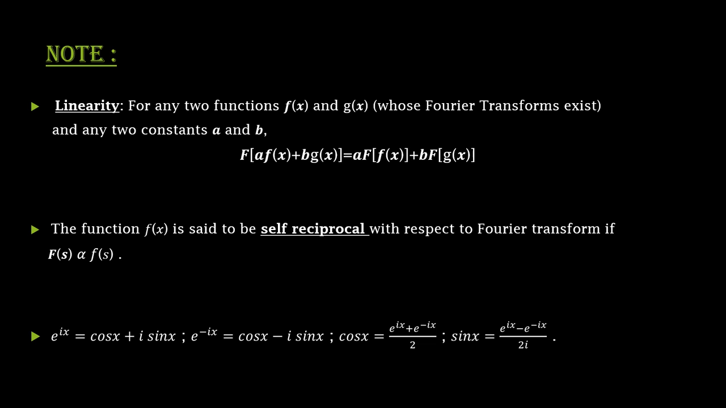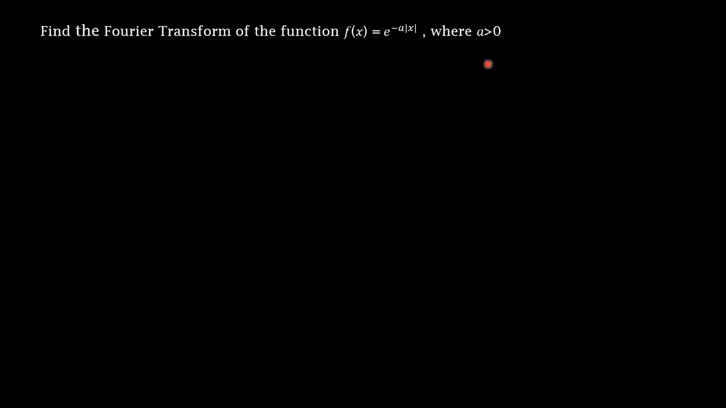Hoping that you have understood the results on Fourier transform and the concept of Fourier transform, let me get into the problems. Here is the first problem. Find the Fourier transform of the function f of x is equal to e to the power minus a into mod x, where a is positive.